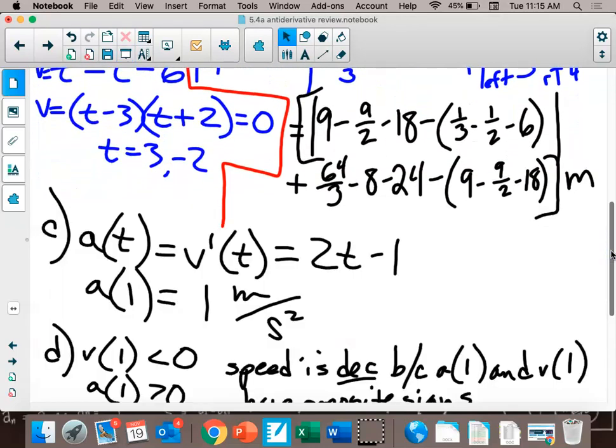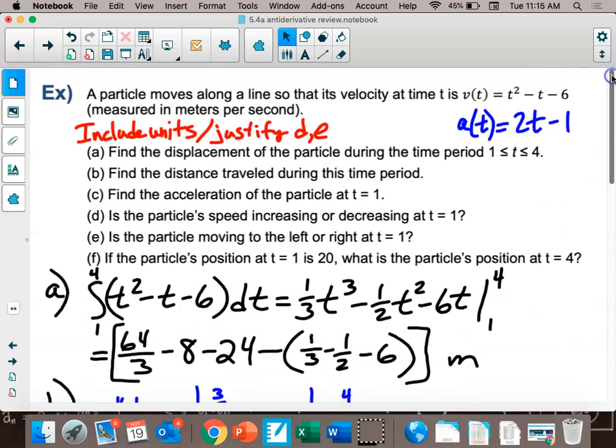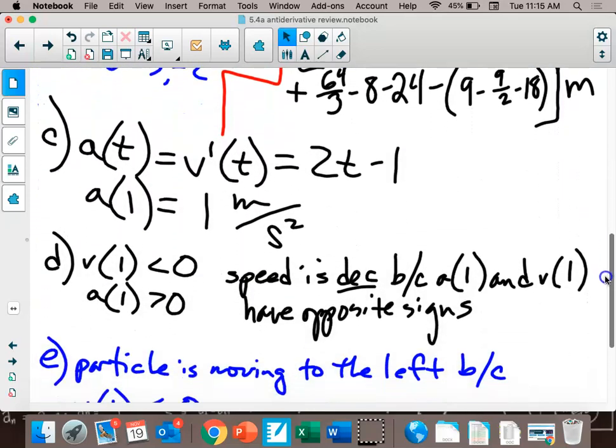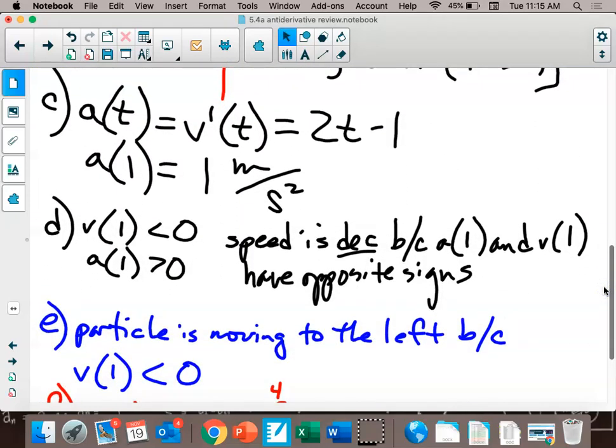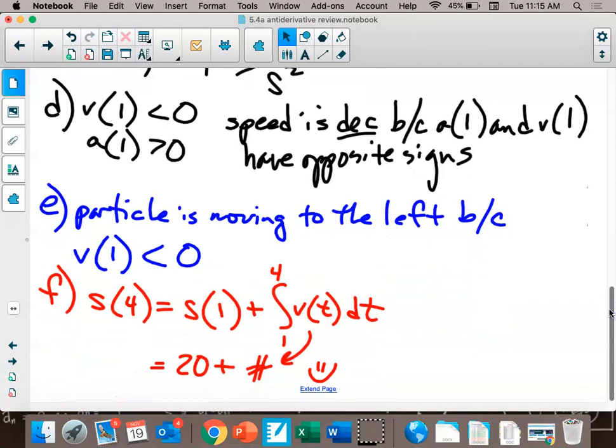So anyway, everything else here was pretty much the same. For those of you watching the video here, I'm going to very slowly scroll. Acceleration is the derivative of velocity; just plug it in. Speed is decreasing because acceleration and velocity have opposite signs. The particle is moving to the left at t equals 1 because the velocity is negative. And then remember that your position at 4 is the position at 1 plus the integral from 1 to 4 of the velocity. It's the starting position plus the net change in the position.